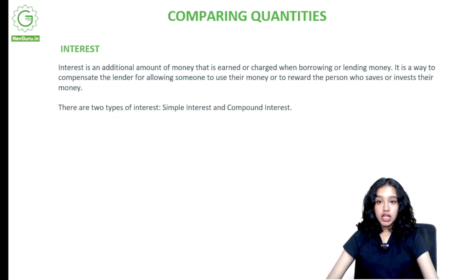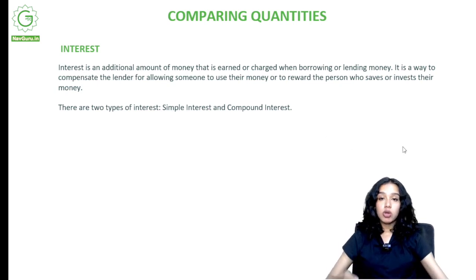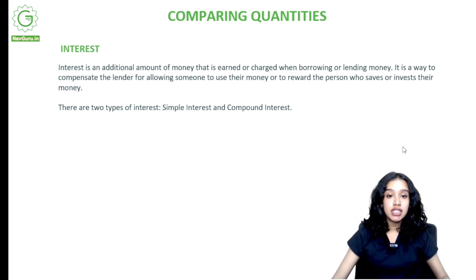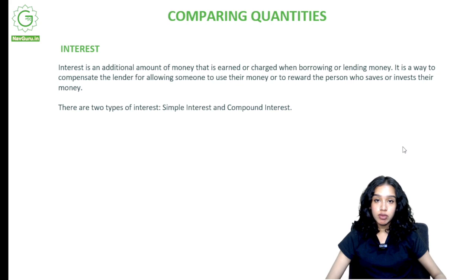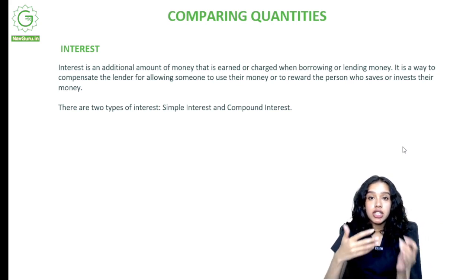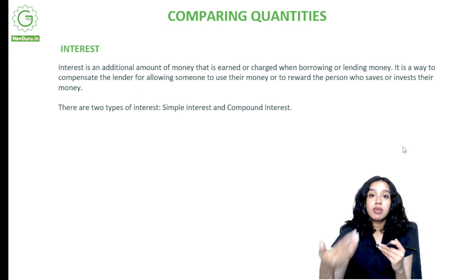Now, let's see about interest. So we've heard about interest, right? So what is interest? Interest is basically an amount of money that is earned or charged when borrowing or lending money. Just say that if I am lending money to someone with a particular rate of interest, that means that I am charging them an additional amount of money because I'm lending them money.